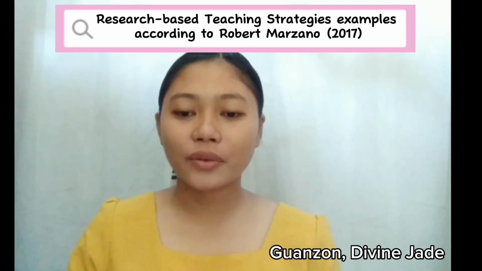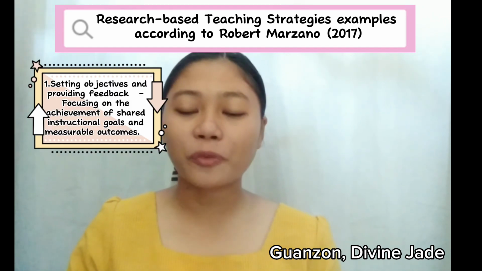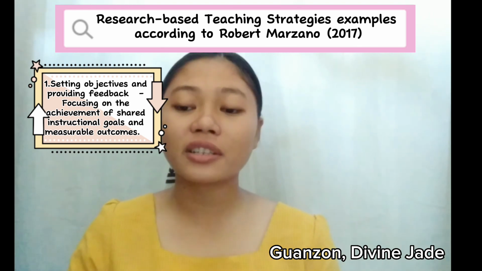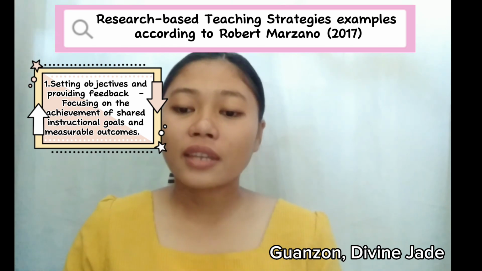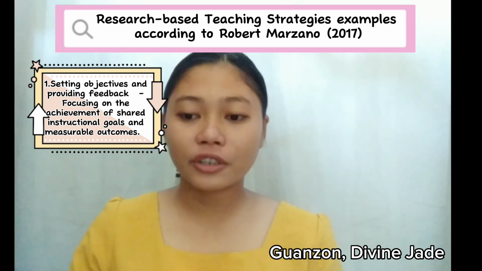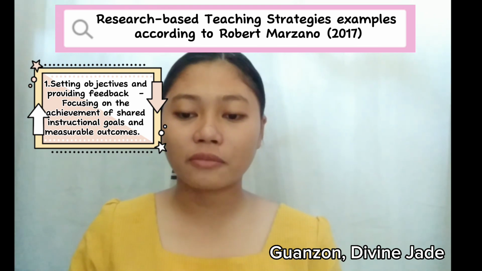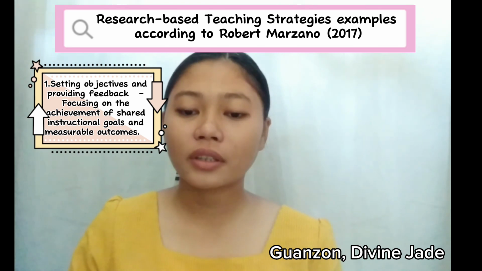Research-based teaching strategies examples according to Robert Marzano in the year 2017. So first is setting objectives and providing feedback. So this focuses on the achievement of shared instructional goals and measurable outcomes. So this provides direction for learning, acknowledges students' interest and investment, and encourages students to complete assignments.